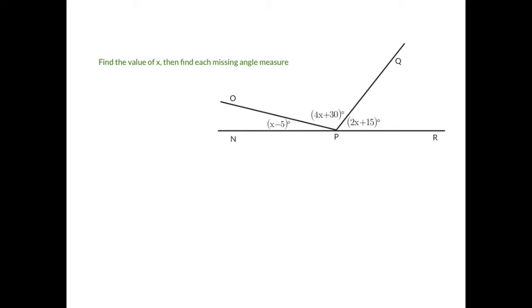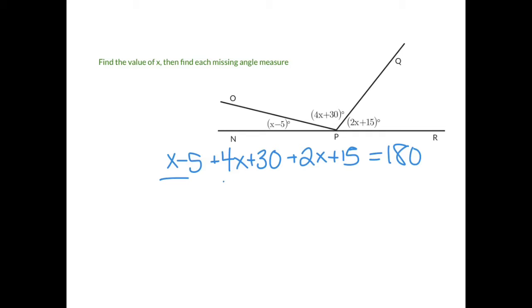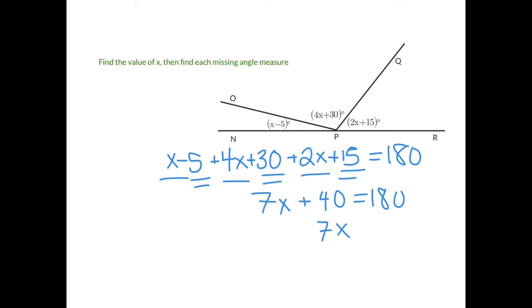Okay, so for this one, I'm going to take x minus 5, add that to 4x plus 30 and add that to 2x plus 15. All of that together is going to equal the 180 degrees. So I can combine like terms, put all my x's together, that's 7x. Put all of my constants together, that's going to be a plus 40. Subtract 40 from both sides, I get 7x equals 140. Divide both sides by 7, x should equal 20.